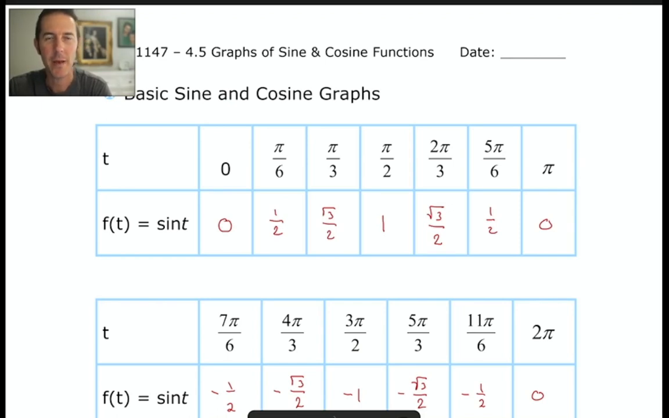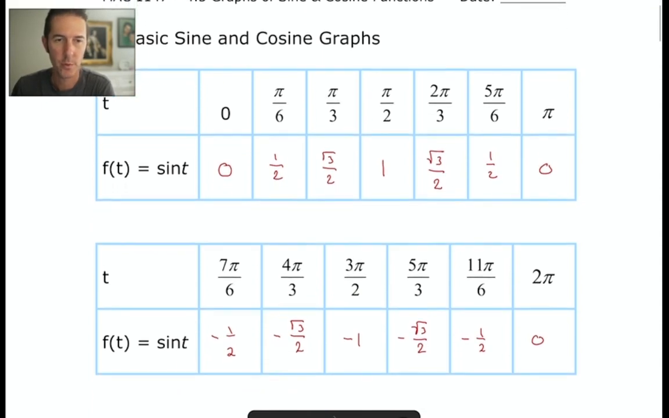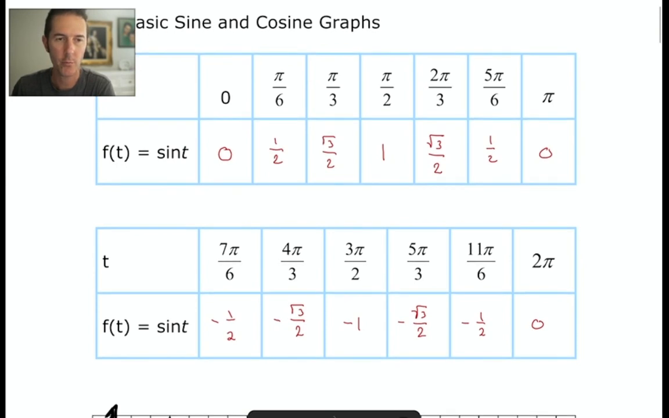Welcome back, my name is Matthew, and in this video we're going to talk about the graphs of the sine and cosine functions. And if you're one of my students and you're using these printable notes and you want to pause right away, go ahead and write in the y coordinates that I've written in into these tables.